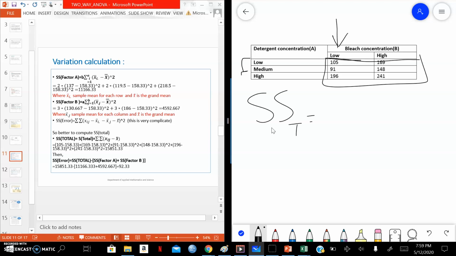Sum of the squares of the total, each value you have subtracted with the grand mean. Okay, so we have how many observations? We have 1, 2, 3, 4, 5, 6. 6 observations. Each observation is subtracted from the grand mean. And what is the grand mean? It is 158.33. So I did it here and I got this one. SS error, you subtract the SSA and SSB from the SS total, and you get the SS error.